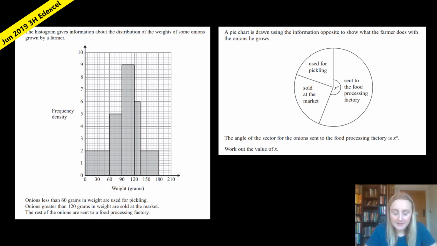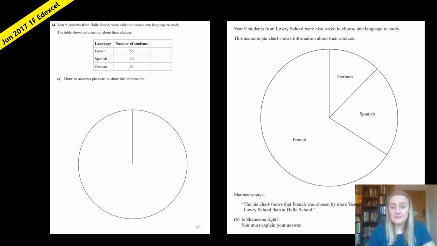This is Edexcel, where we see pie charts on the higher tier. This is a really tricky pie chart question because it involves interpreting a histogram and then using that histogram to find the size of an angle in an equivalent pie chart. Now, this is a whole other level of difficulty. This was quite near the end of the paper, so definitely considered to be a challenging question. Histograms tend to be considered a quite challenging topic, but this is a whole other level of pie chart challenge.